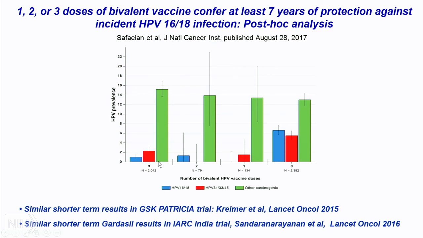Now, if we go over here to the left, this is the women in the trial who got all three doses of the vaccine. And you can appreciate in green, no difference in the HPV prevalence with these types that are not targeted by the vaccine, but a substantial decrease in the blue and the red compared with the control group. But if you now look at the women who got two doses or one dose, you can appreciate that the vaccine efficacy is no worse in the women who got one dose or two doses compared to the women who got three doses. And I'll point out that their exposure was very similar because in green, the prevalence is just the same.